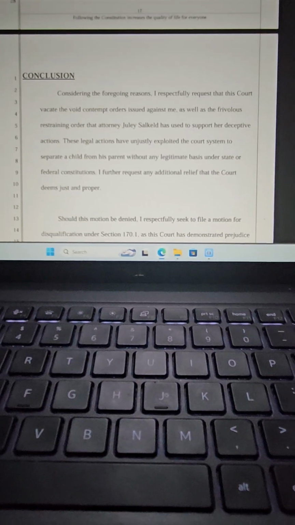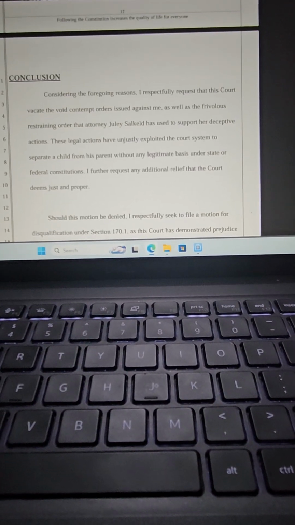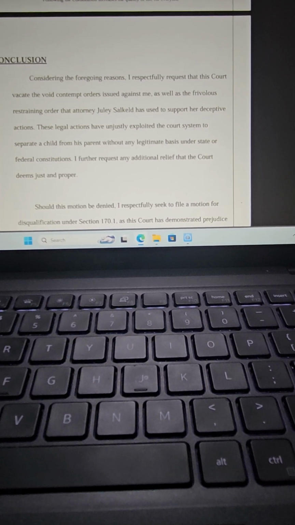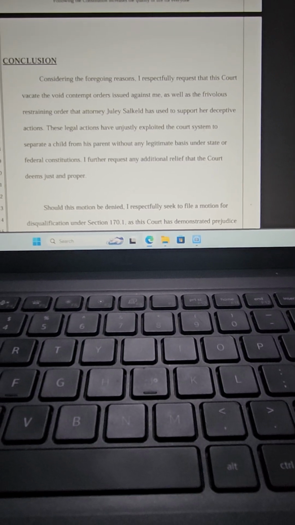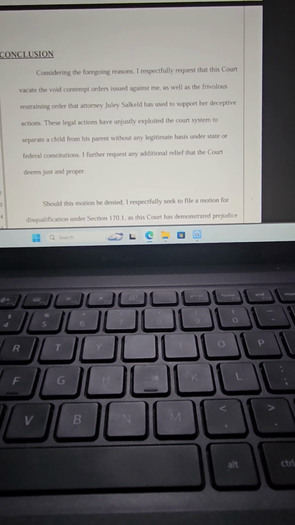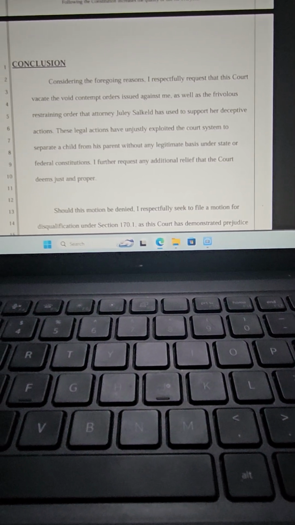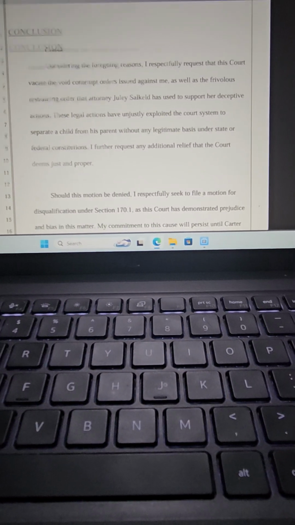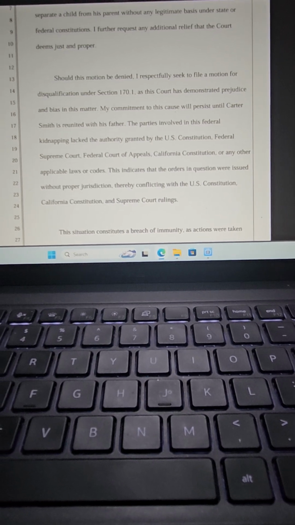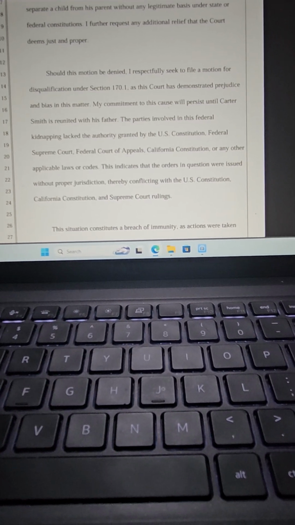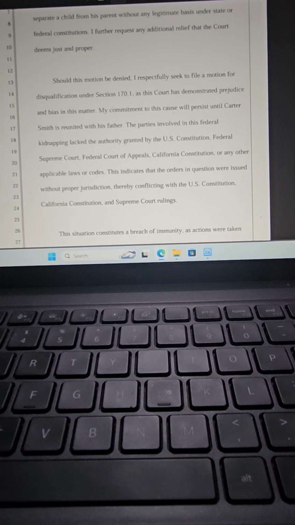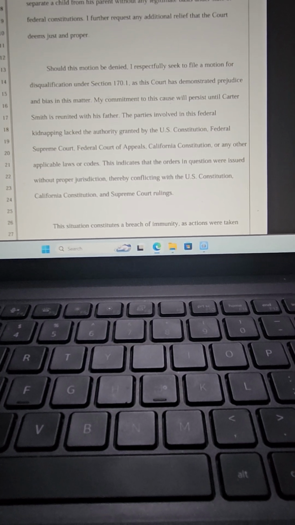Conclusion. Considering the foregoing reasons, I respectfully request that this court vacate the void contempt orders issued against me, as well as the frivolous restraining order that Attorney Julie Sockeld has used to support her deceptive actions. These legal actions have unjustly exploited the court system to separate a child from his parent without any legitimate basis, state or federal constitutions. I further request any additional relief that the court deems just and proper. Should this motion be denied, I respectfully seek to file a motion for a disqualification under Section 170.1, as this court has demonstrated prejudice and bias in this matter. My commitment to this cause will persist until Carter Smith is reunited with his father.